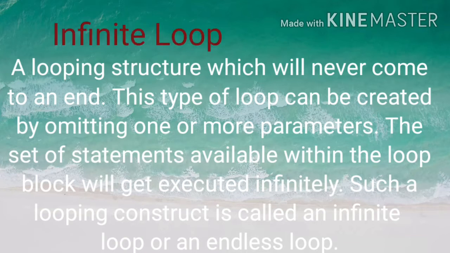So in this type of loop, any one part of the loop is missing. Because of that, the loop doesn't stop. Because it doesn't get the end of the control, the loop moves on endlessly. So we have to forcefully end the particular loop.